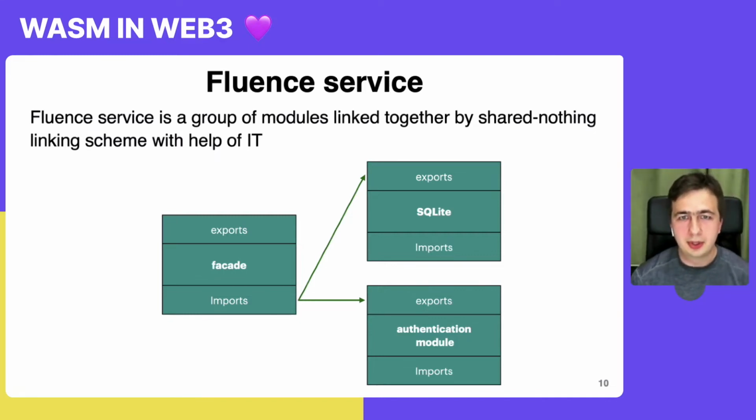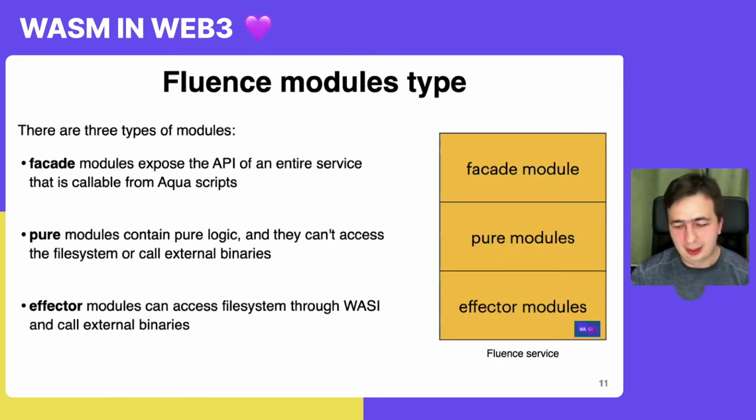So each module encapsulates all state inside. So no other modules could access some memory data and so on. And we have 3 types of modules. The first one that I already mentioned is facade. The facade module exposes the API of all modules in the service, and there could be only one facade module in a service. It is set as the last one in the config, and only these modules could be called from Aqua scripts. All other modules are inaccessible for Aqua scripts.